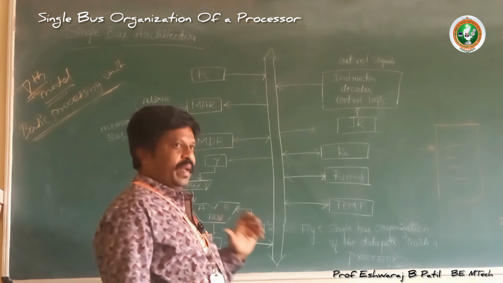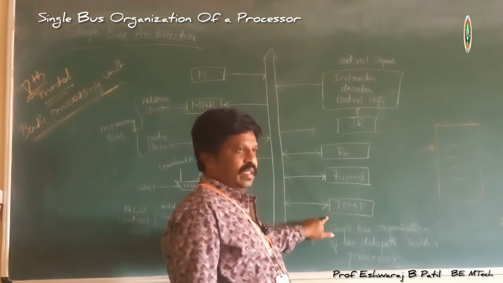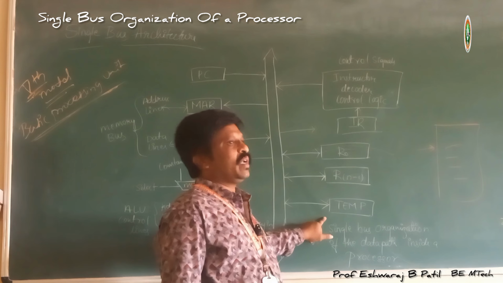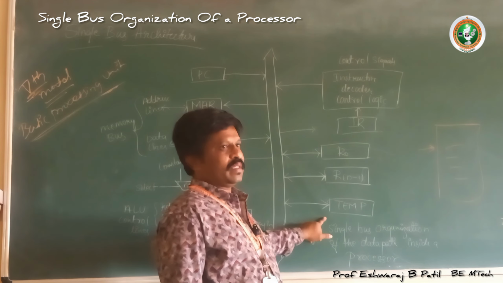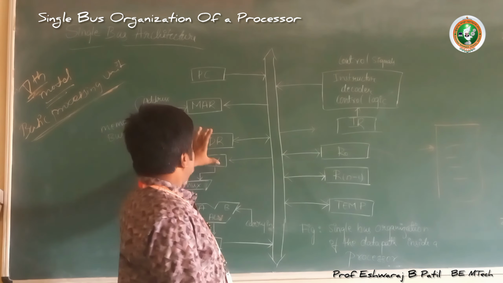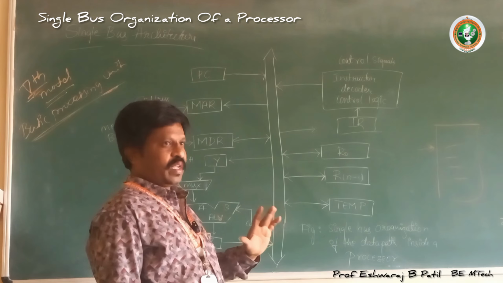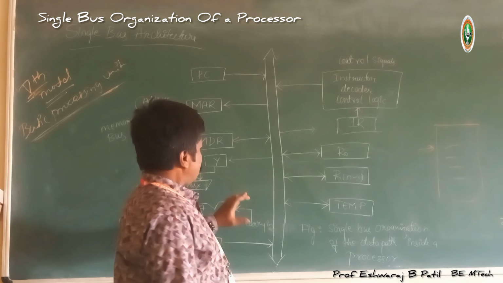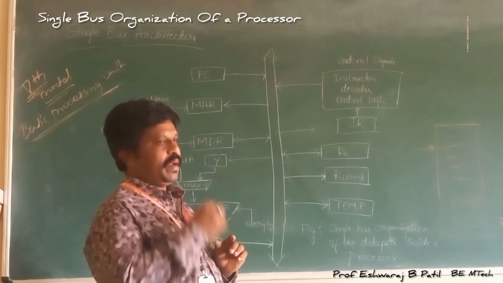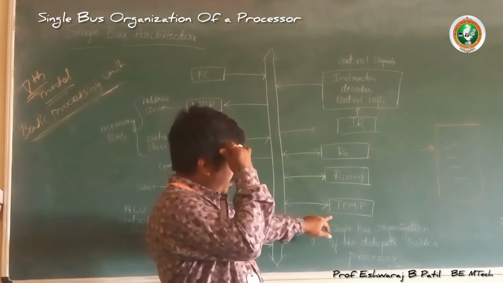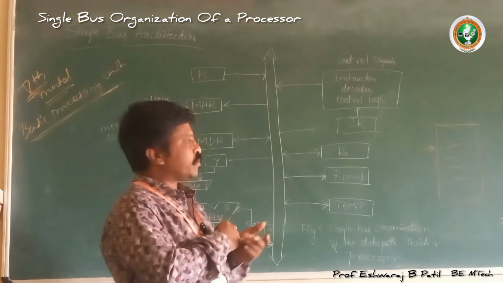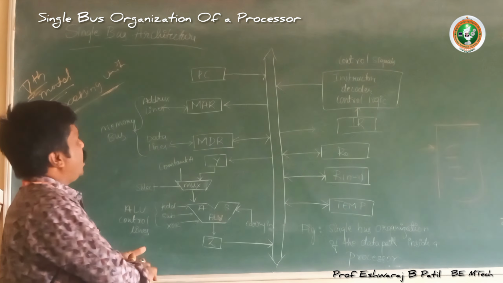Y and Z are the temporary registers. Even Temp is also one more temporary register. This is also a temporary register. You will find these registers present in the processor. Y and Z, and also one more, are the temporary registers. Okay, come to the process.